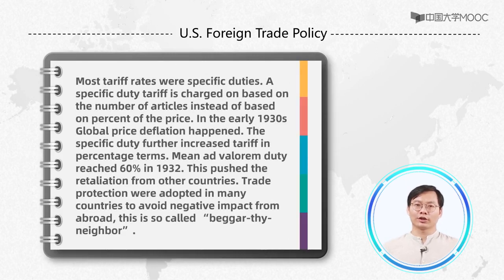Most tariff rates were specific duties. A specific duty tariff is charged based on the number of articles instead of the percentage of the price. In the early 1930s, global price deflation happened. The specific duty further increased the tariff in percentage terms. The mean ad valorem duty reached 60% in 1932. This pushed the retaliation from other countries. Trade protections were adopted in many countries to avoid negative impact from abroad. This is the so-called beggar-thy-neighbor policy.